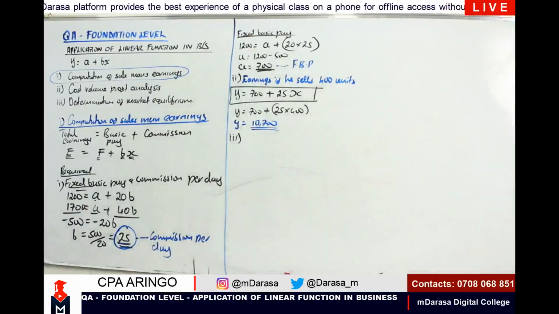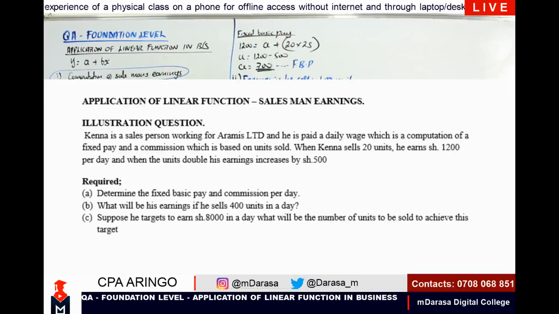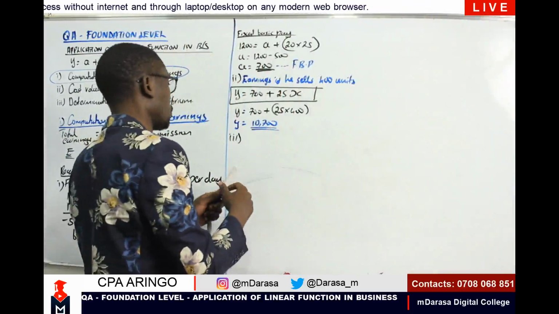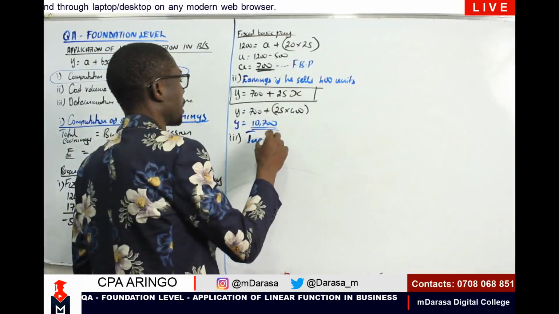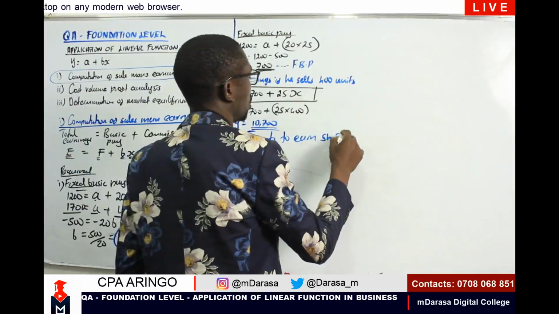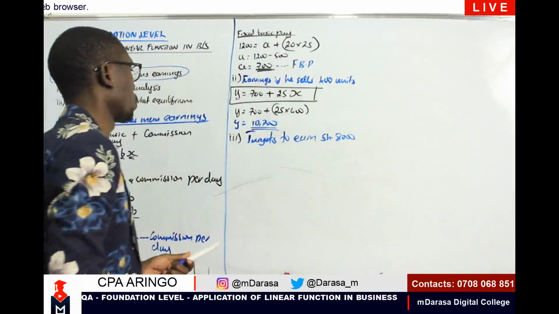Let's see what you're asked and see how you can handle the same. So part B, we are asked to suppose he targets to earn 8,000 in a day. What would be the number of units to be sold to achieve this target? Suppose Kena targets to earn 8,000 shillings in a day. So we are asked the number of units that Kena should sell.